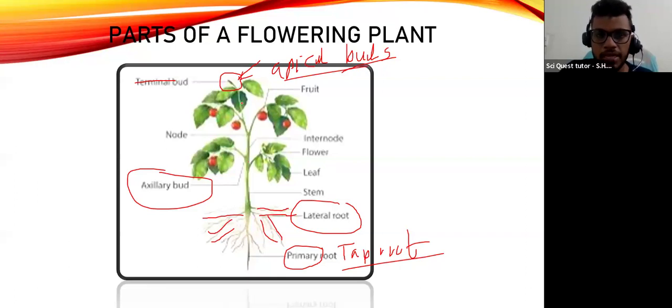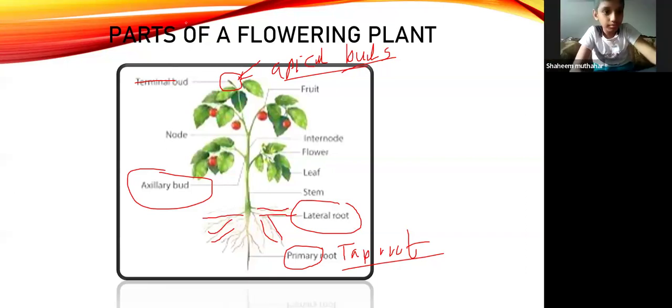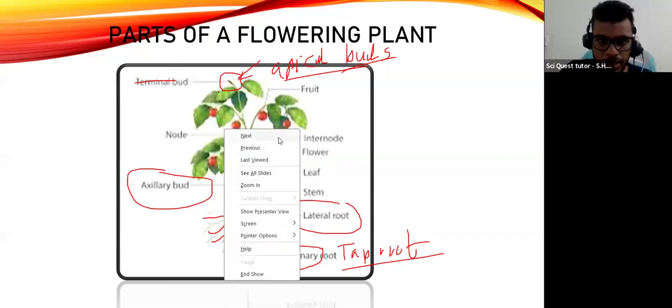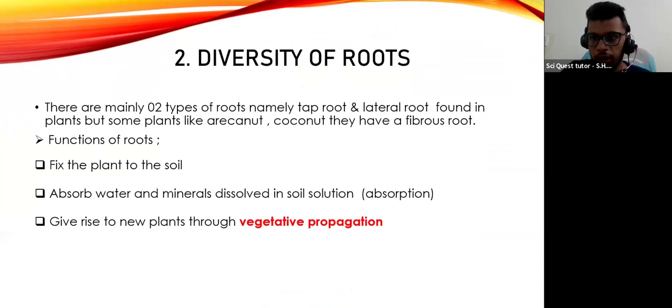So from the apical buds, the leaves and the fruits grow. Right, so that is the simple part. Did you all understand the parts of a plant? Parts of the plant are clear. Yes, it is clear, right? Good. Then we'll move to the next one. Now read this part, students. Read it carefully. I will ask questions from you all from this section.